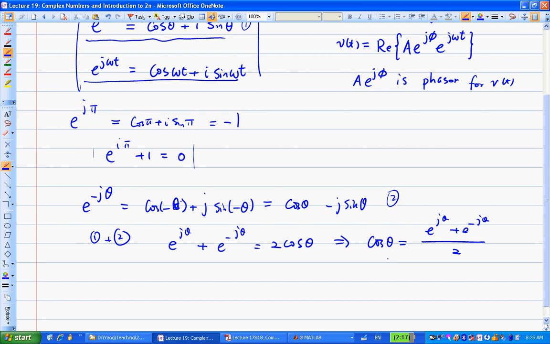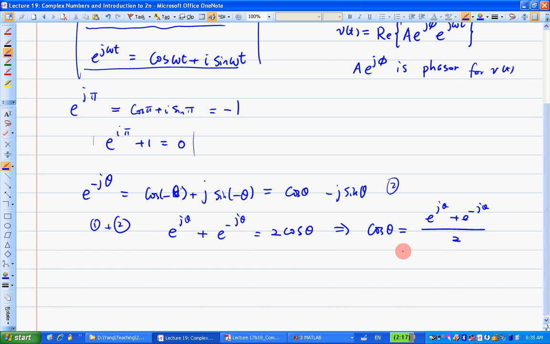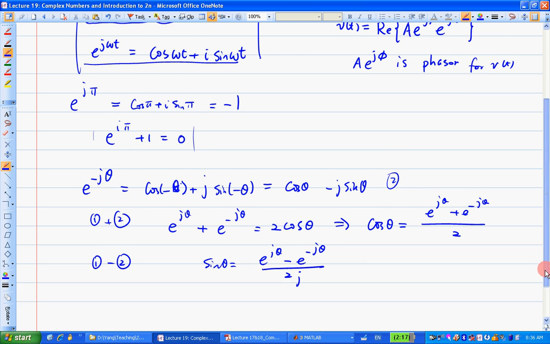One of the bonus questions in the latest assignment wants you to prove something like sine 4 theta equal to something, and that's where you can make use of this kind of quantity. Similarly, if you use 1 minus 2, you get sine theta equal to (e to the power of j theta minus e to the power of negative j theta) over 2j. Okay, so that's one thing we find here.